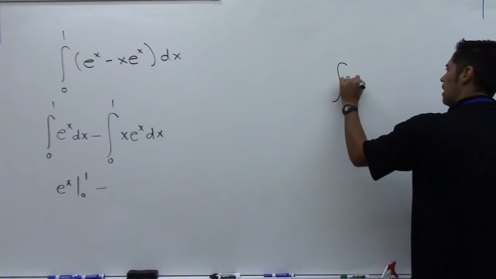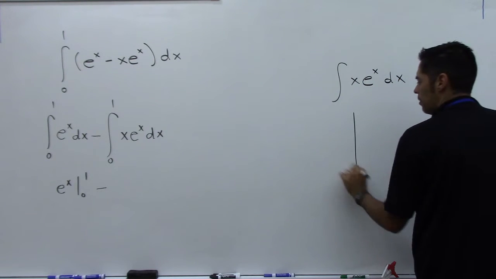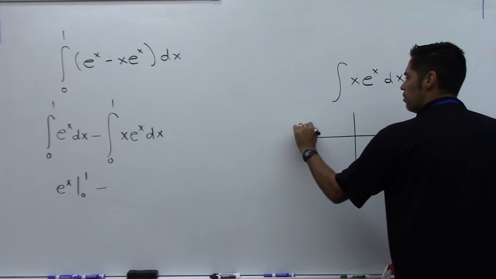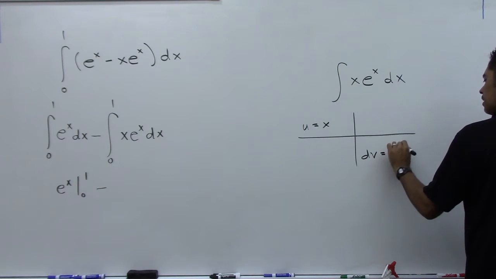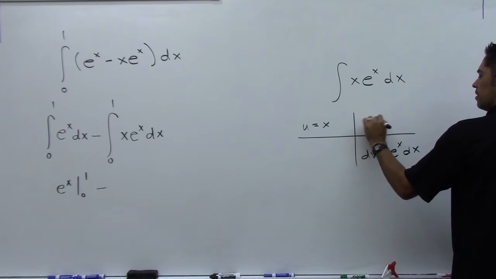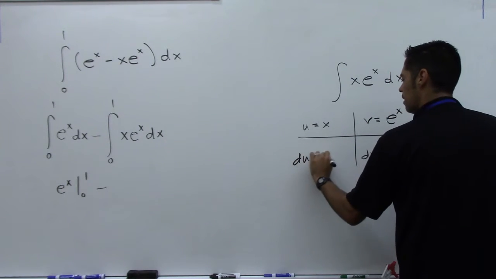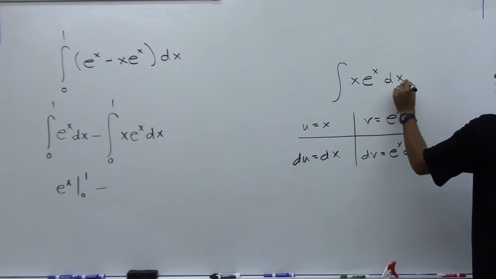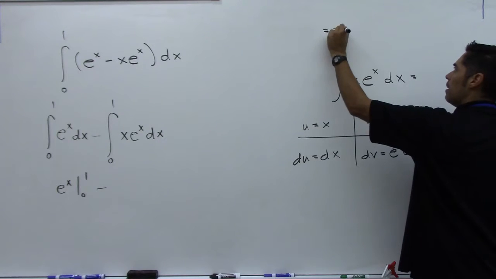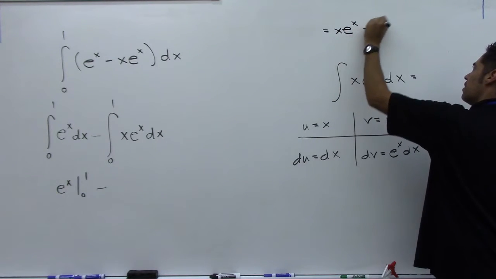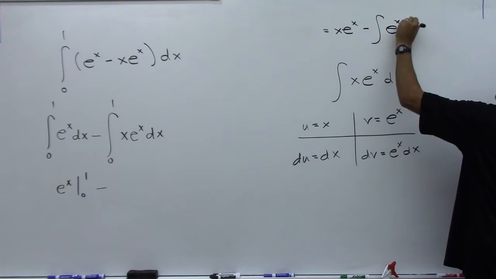I've got to figure out what the antiderivative of x e to the x is. And for that, I'm going to use integration by parts. I'm going to let u be x, dv be e to the x dx. It means v is e to the x, and that means du is dx. So by integration by parts, that equals u v, x e to the x, minus the integral of v du, which is e to the x dx.